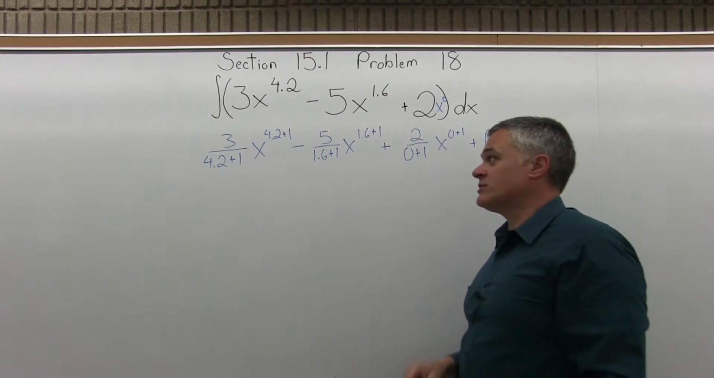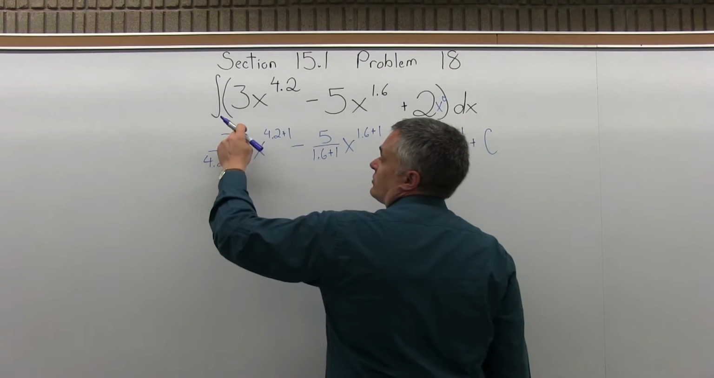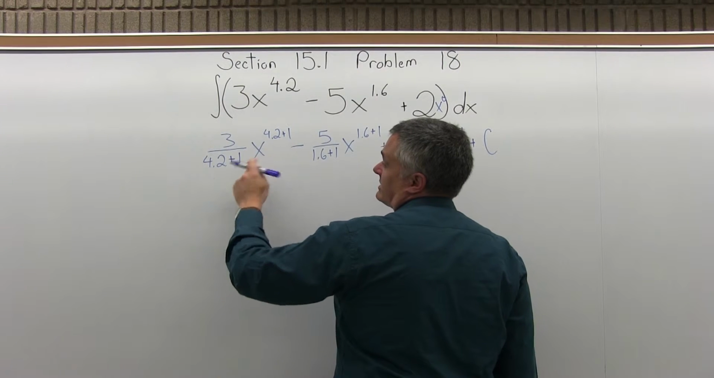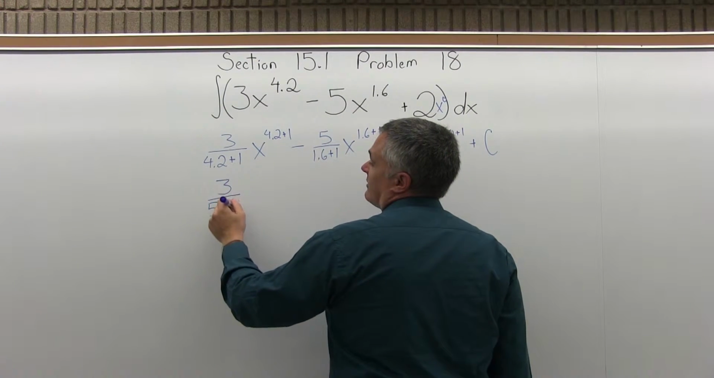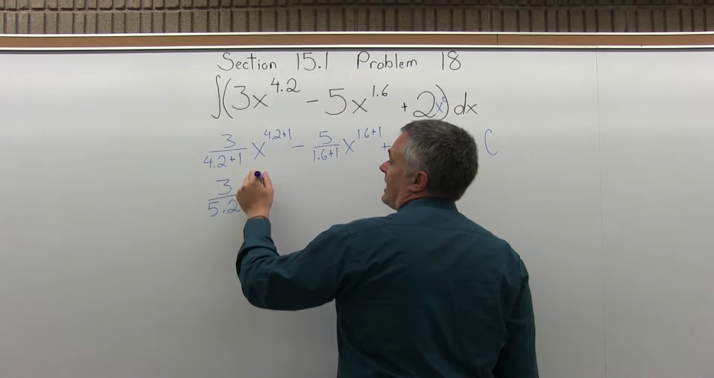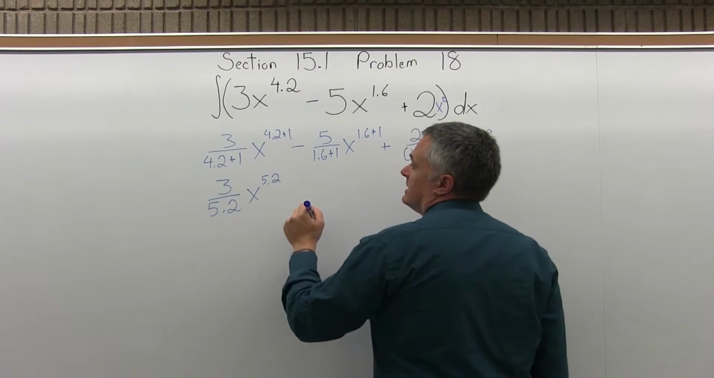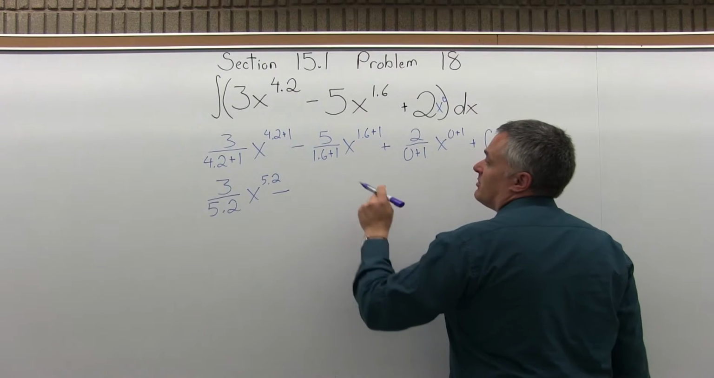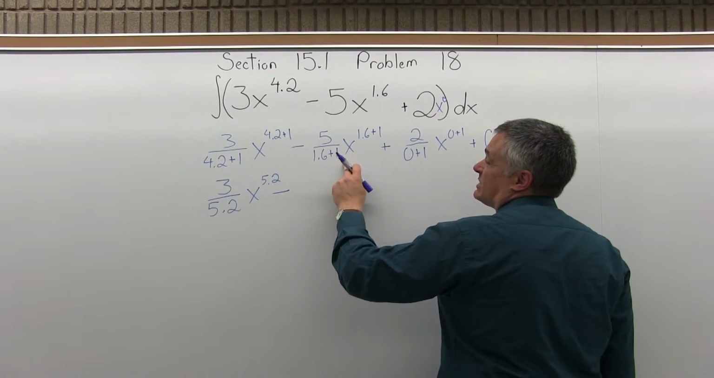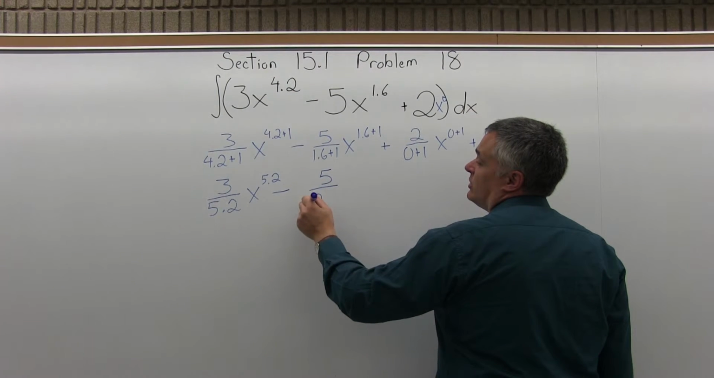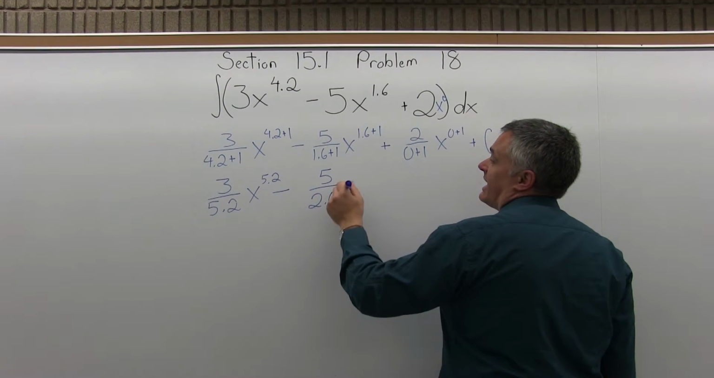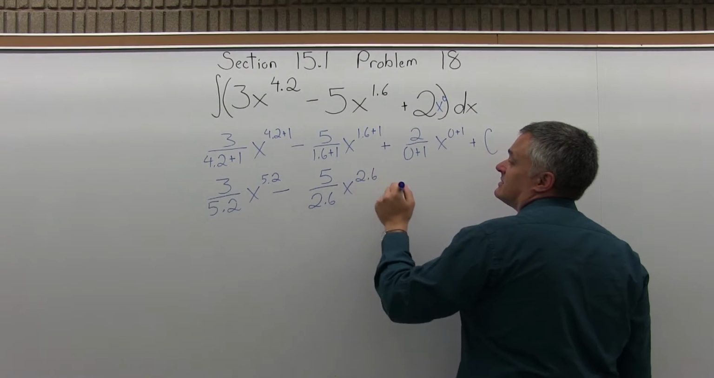We can clean it up, though, for sure. So 3 over 4.2 plus 1, x to the 4.2 plus 1. Let's make that 3 over 5.2, x to the 5.2. Then the next piece, minus 5 over 1.6 plus 1, x to the 1.6 plus 1. Let's make that 5 over 2.6, x to the 2.6.